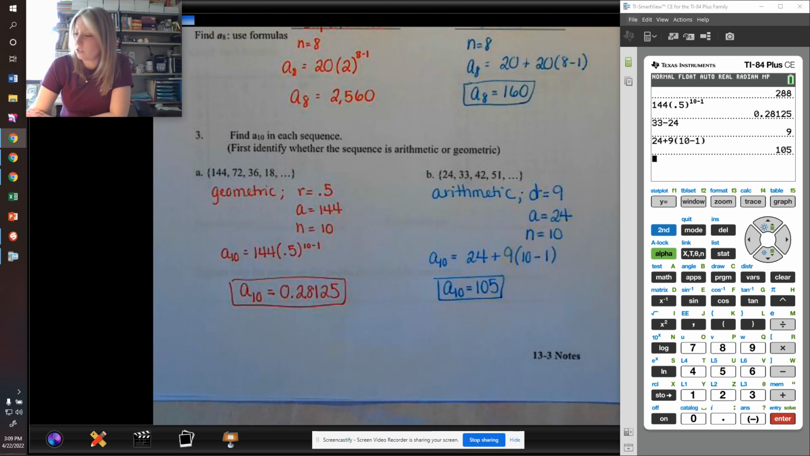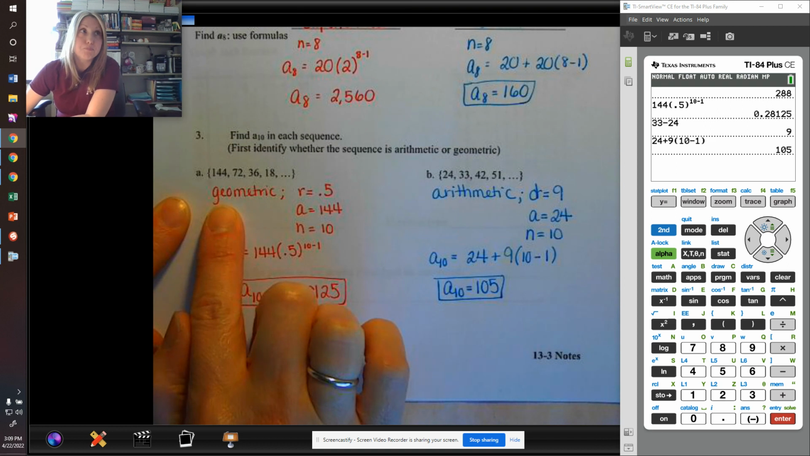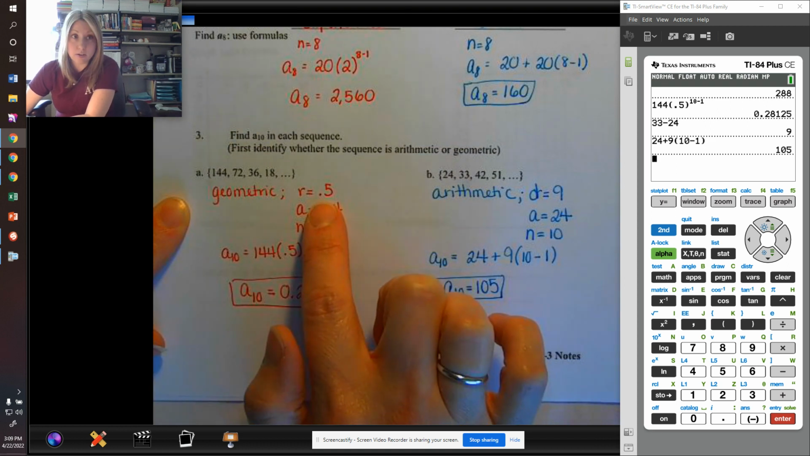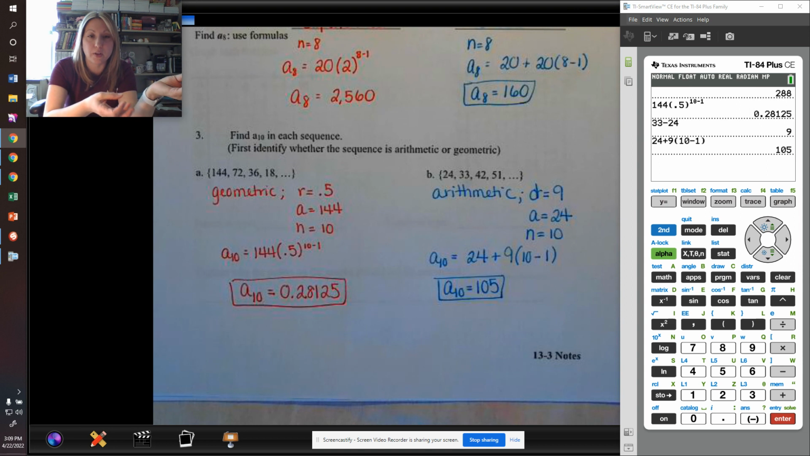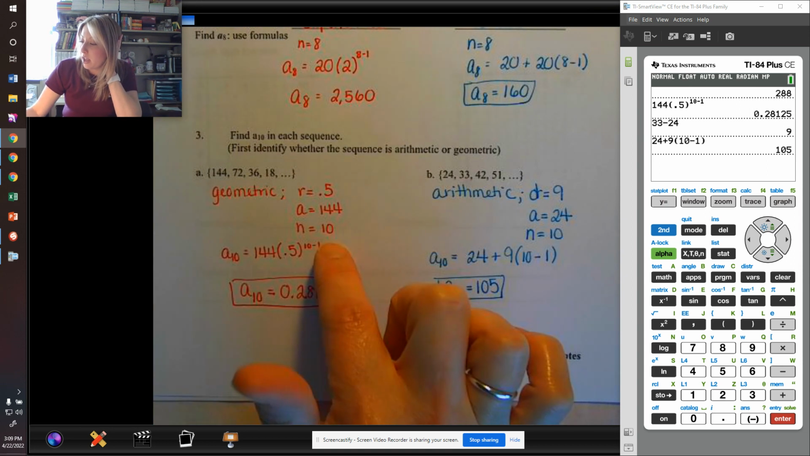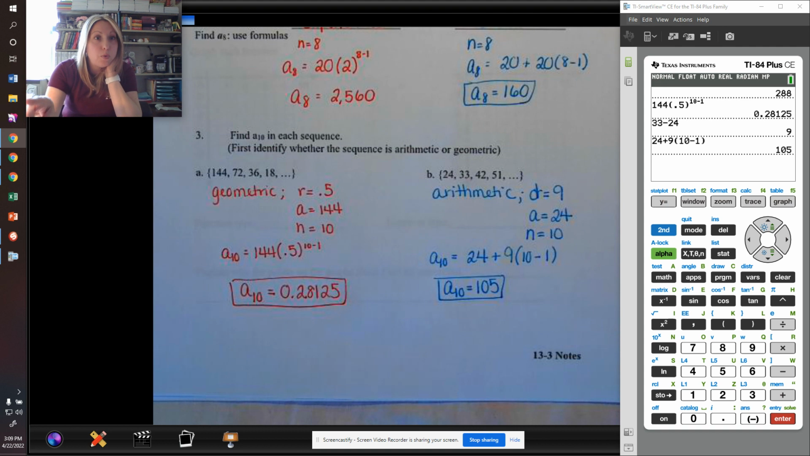All right, let's check our answers. Let's make sure that we had geometric for A, and our R value was 0.5. So again, I found that from dividing 72 by 144, 36 by 72, and I was realizing that division was giving me the same R value all the way down. So that is the common ratio. That is a geometric sequence. My A value, 144. My N is 10. Plug them in, plug into the graphing calculator. This was not one where I had kind of been indicated to do a fraction or a decimal, so I kept it in decimal form.